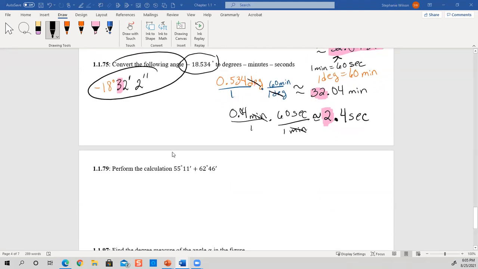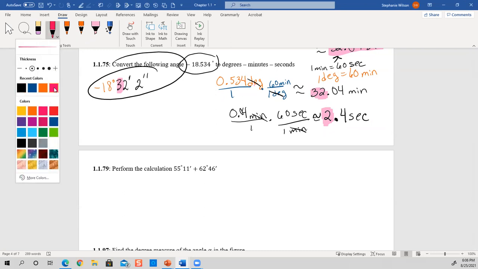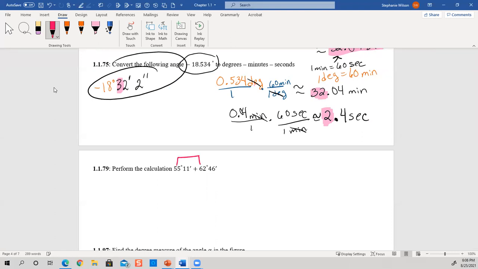So we got 2 more problems. This next one is not bad at all. I think y'all are gonna like it. This next one says perform the calculation. What do I have? I have 55 degrees, 11 minutes, 62 degrees, and 46 minutes. We know in mathematics that we only add up common terms, right? So degrees can add with degrees and minutes can add with minutes.